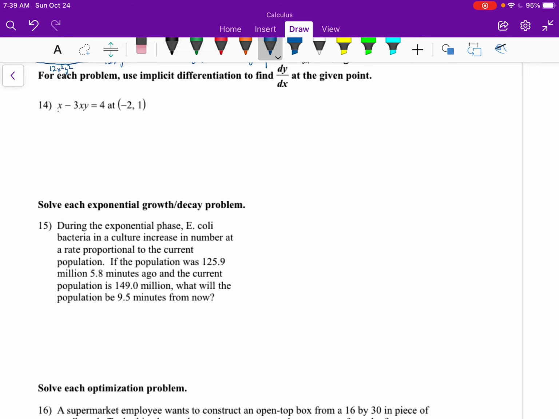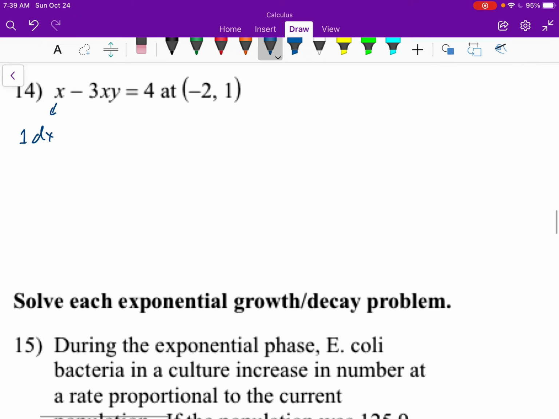So this first one is just 1 dx. Then we have a minus. And we have to use the product rule in here. So I'm going to put parentheses because that negative gets distributed. And let's go ahead and take the derivative of this. This is going to be a product rule. So we'll have the orange and we'll have the green.